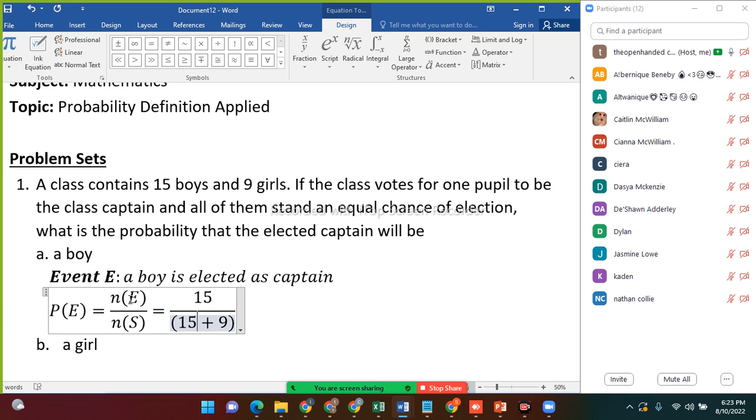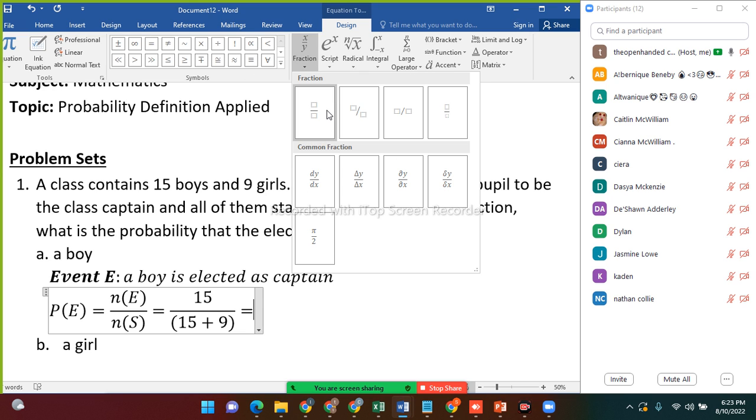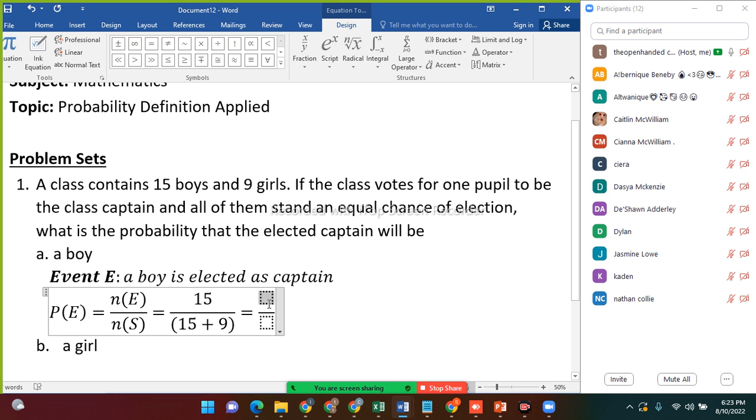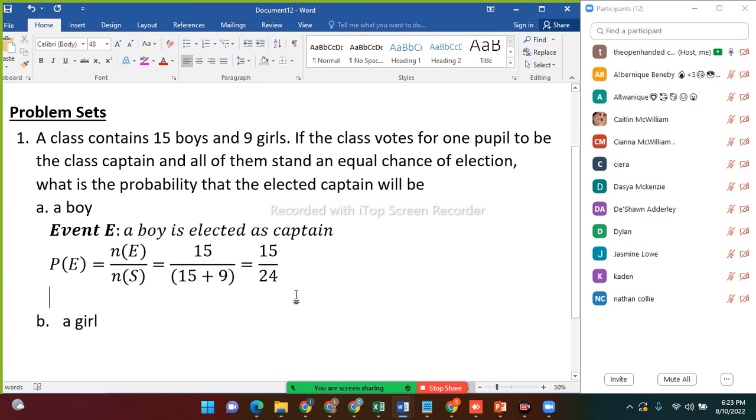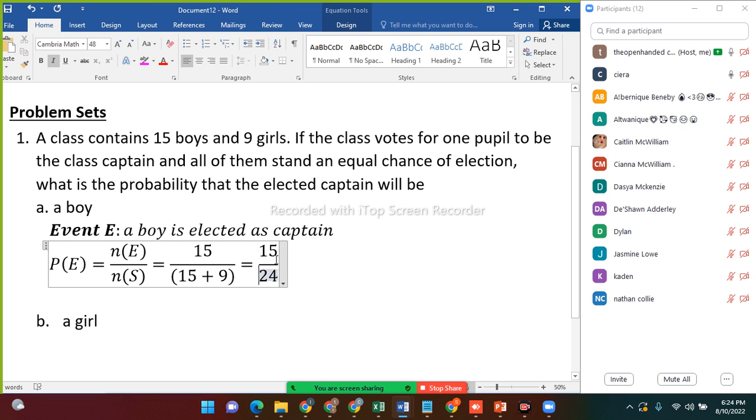So if we put it all together, it's going to be equal to 15 divided by 24. Good. Now, can we simplify this fraction, Sierra? Yes, sir. Okay, so what number is it? 3. By 3. And what will be the numerator if we use 3? Okay, so that'll be 5 over 8. Yes, that's true. 5 over 8.